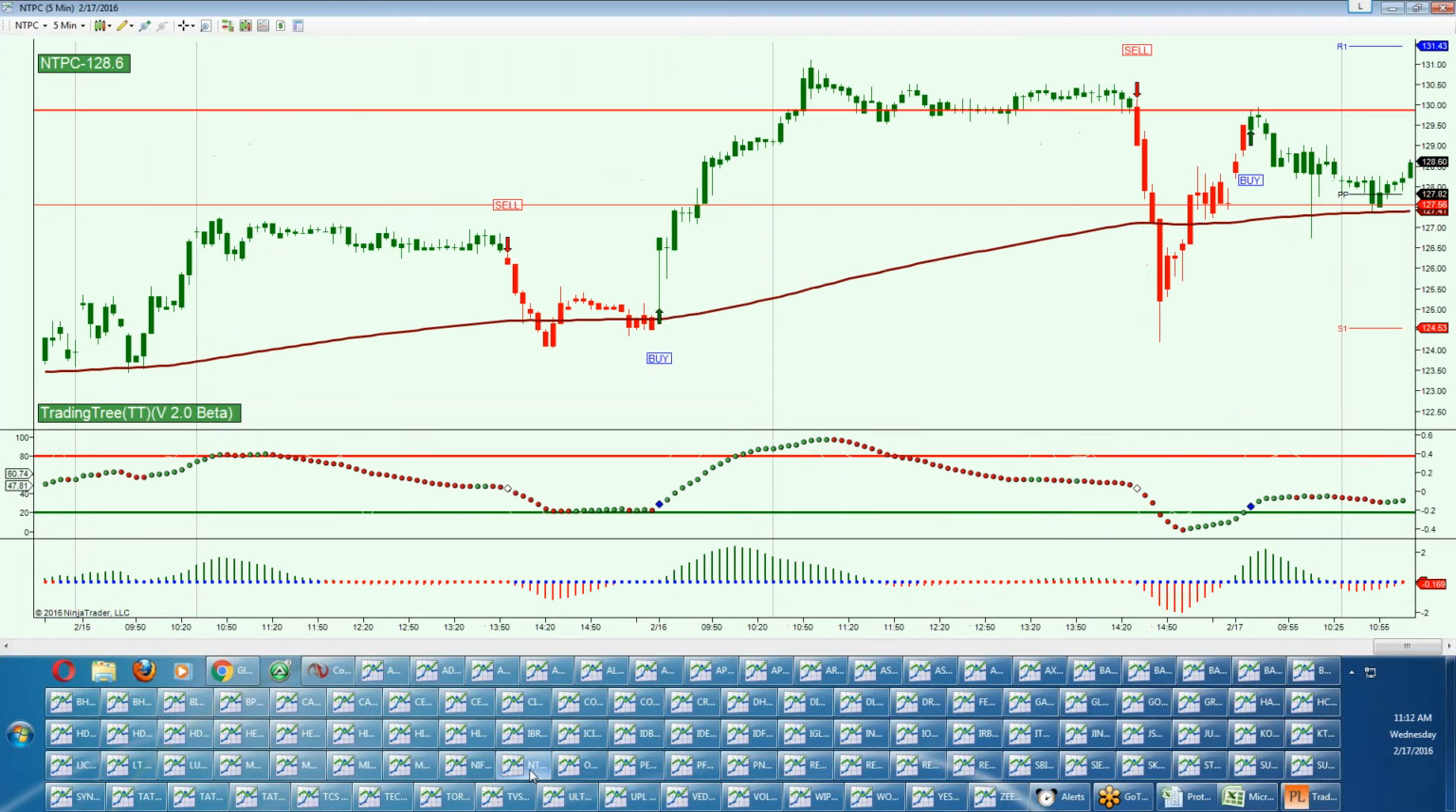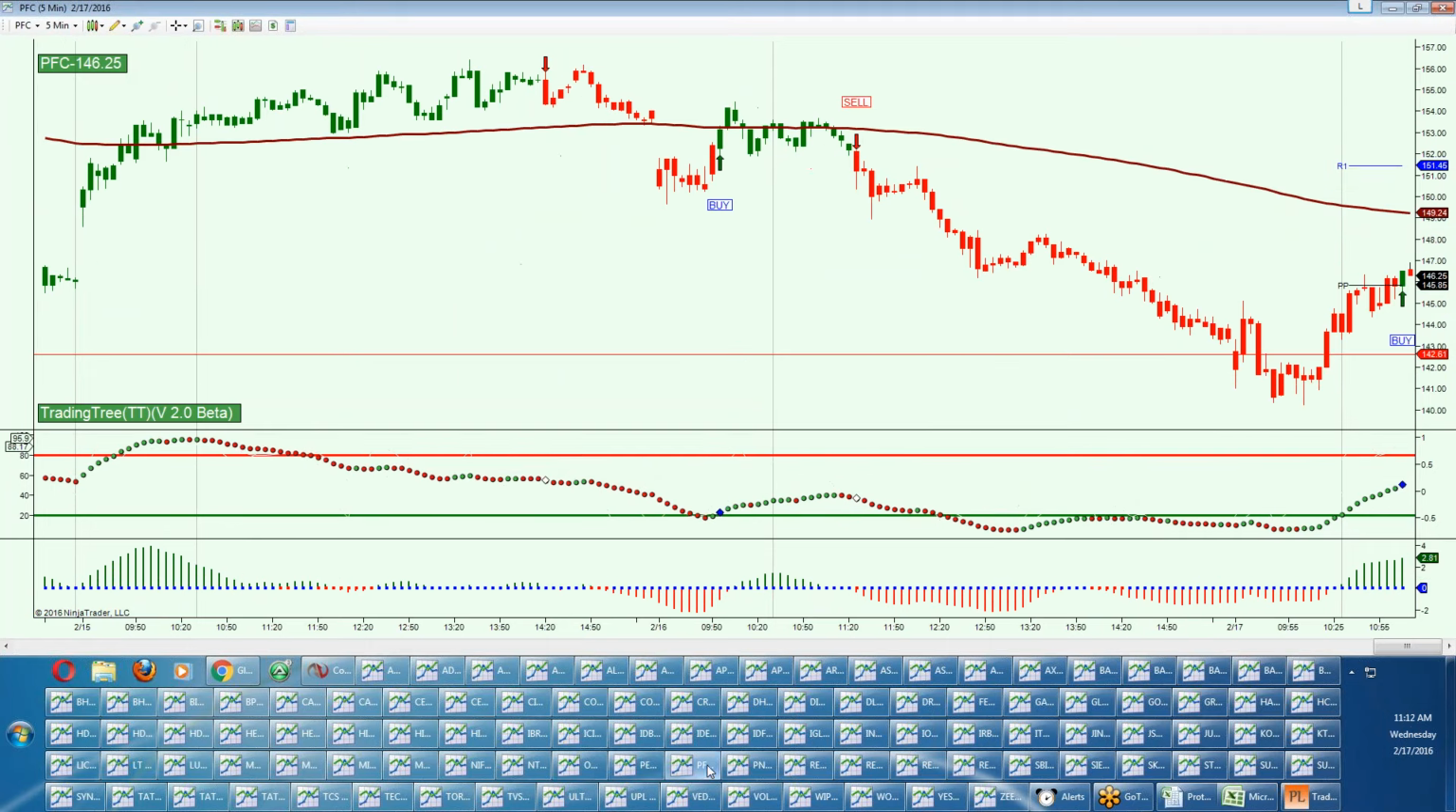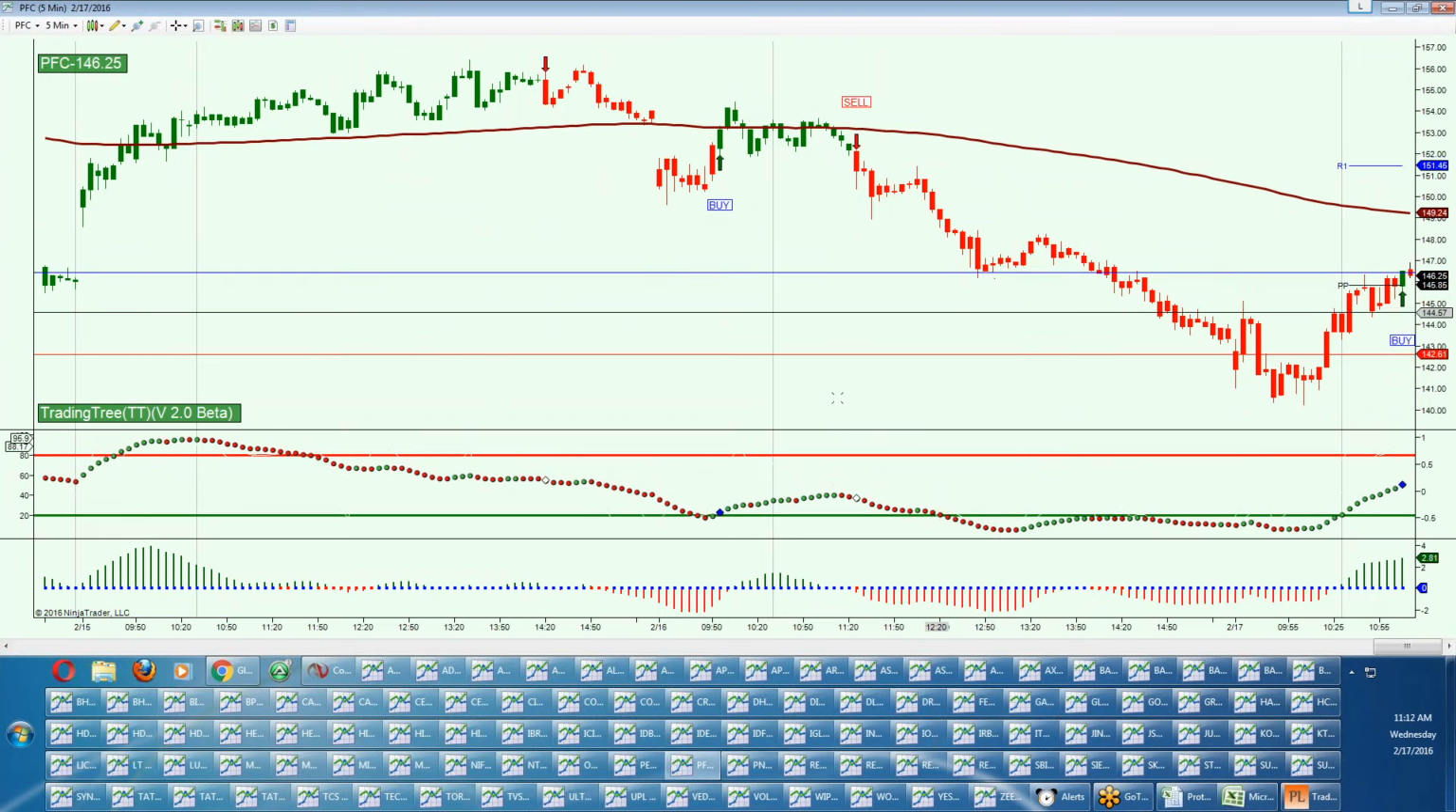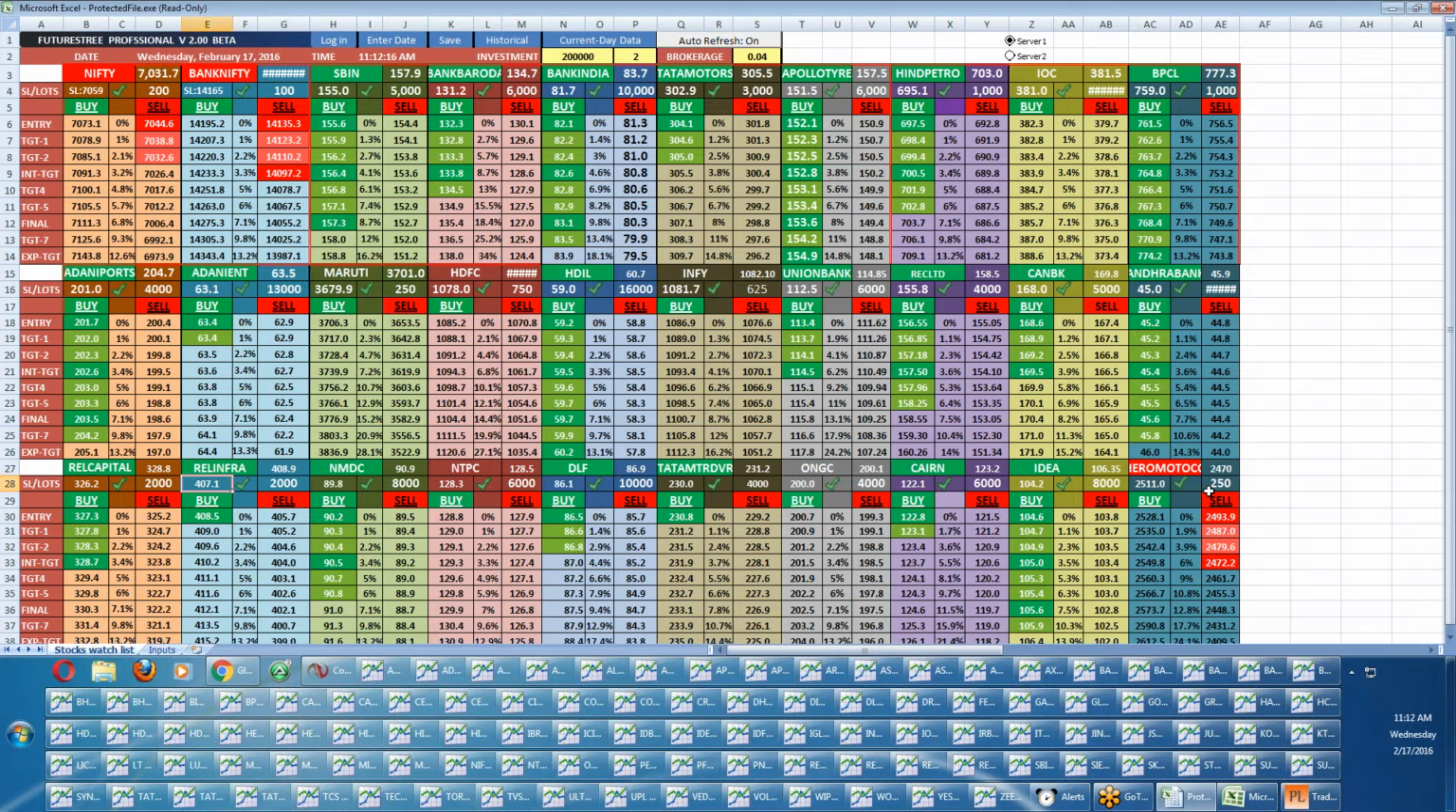Nifty, you'll get a buy call. So PFC, we already have a buy, and this is a confirmation. Let me just add that and show it for you. So let me just add it in place of Hero Motocorp. So your entry was 142.70. Now it is at 146.